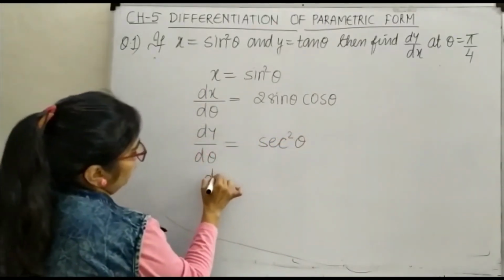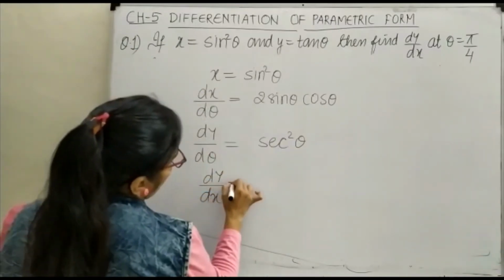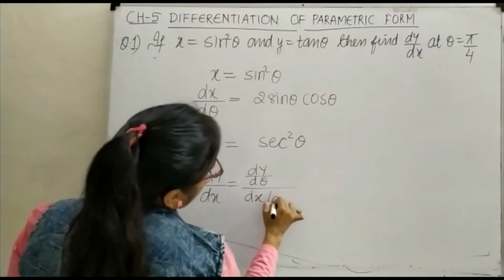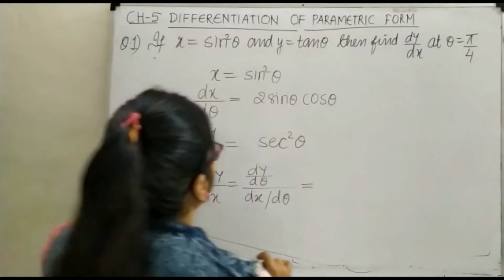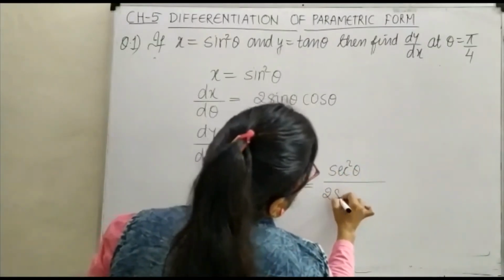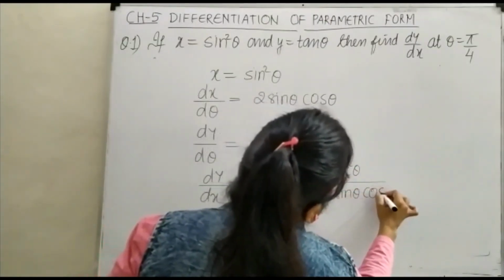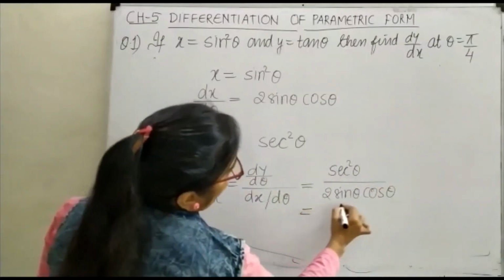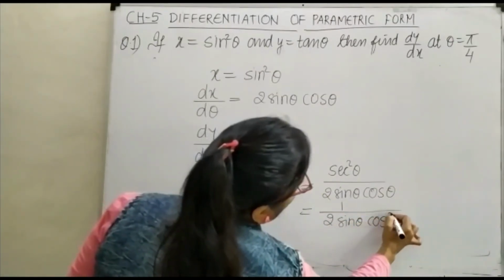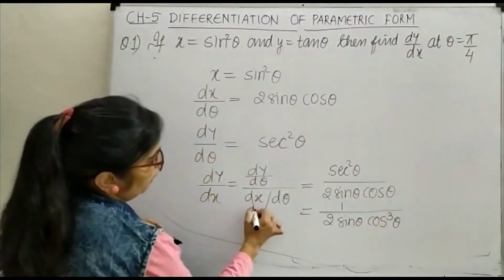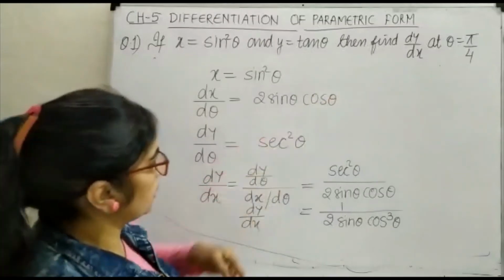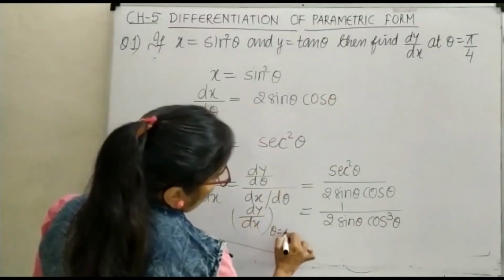Now you are supposed to find dy by dx, which will be equal to dy by d theta upon dx by d theta. Now you can see here dy by d theta is sec square theta upon 2 sine theta cos theta. Now this will take the form 1 upon 2 sine theta cos cube theta. Now this is your dy by dx. But you are supposed to find dy by dx at theta equal to pi by 4.